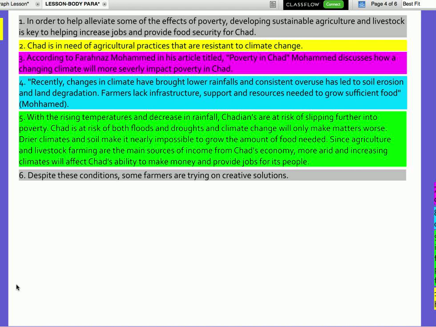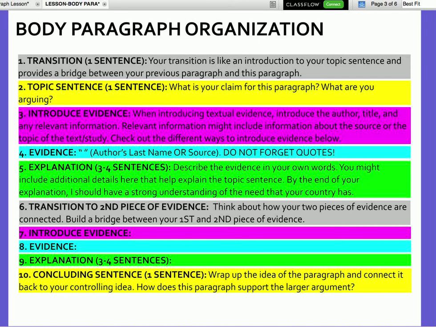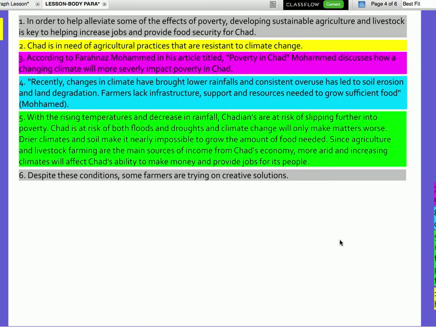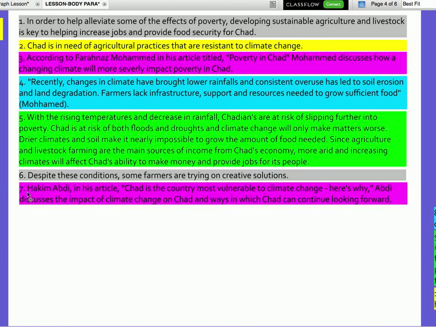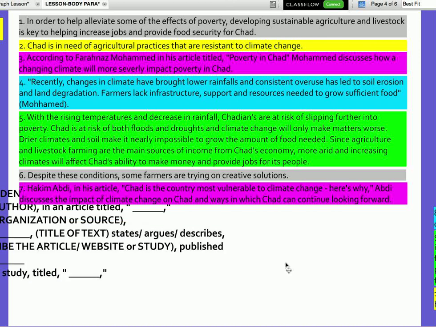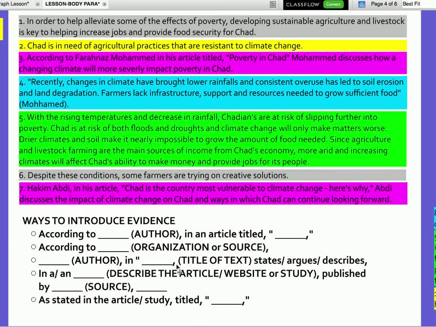Okay. So now I'm going to do this process again. I'm going to introduce my evidence, provide my evidence, and write my explanation. I'm going to go through it quicker this time, so I'm going to go through all three of those at once. This is the way that I'm going to introduce my evidence. I am going to introduce it in a different way than I did before. The first time I did it this way, according to blank in an article titled blank. This time I'm going to say the author's name in the name of his article states, describes, or argues.